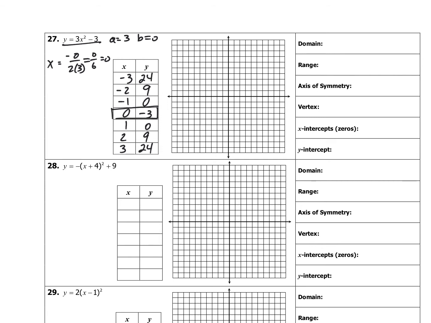So let's go ahead and plot it. Let's label our axes. That's the y, that's the x. Down 3, so right there. Okay, so then I'm going to go to the left side, -1, 0. Then the right side, 1, 0. -2, 9, that's way up there. This is a really steep graph. It's been stretched out. And then 2, 9, so that's going to be right there. I'll connect the dots.